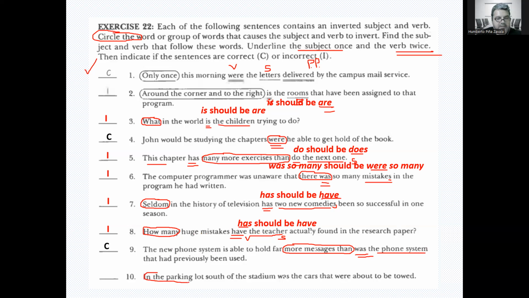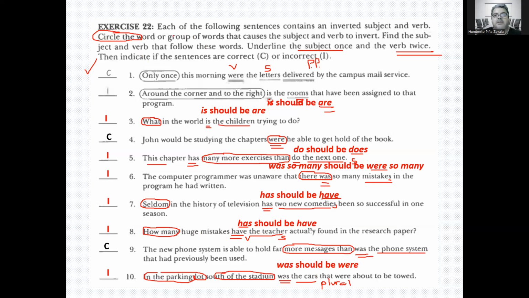In the parking lot south of the stadium was the cars that were about to be towed. Cars is plural, so the verb should be plural too. It should be were the cars that were about to be towed.